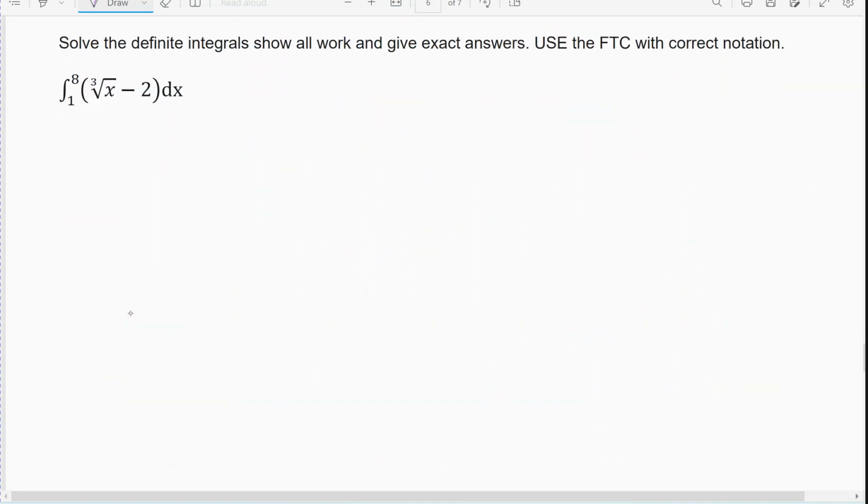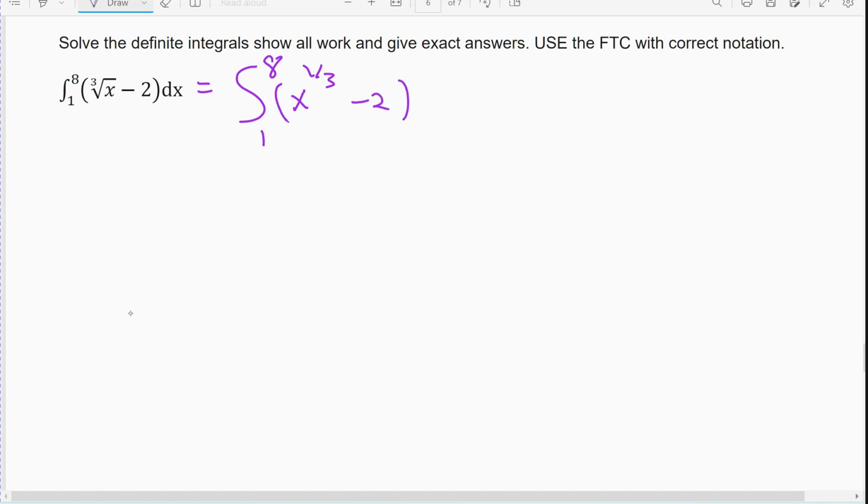So the next example. All right, so this one I'm just going to solve it. I'm going to talk about area, but I'm not going to draw the picture. All right, so the first thing I have to do is change this cube root of x, just like we did with derivatives. I have to change that to x to the 1/3 power.